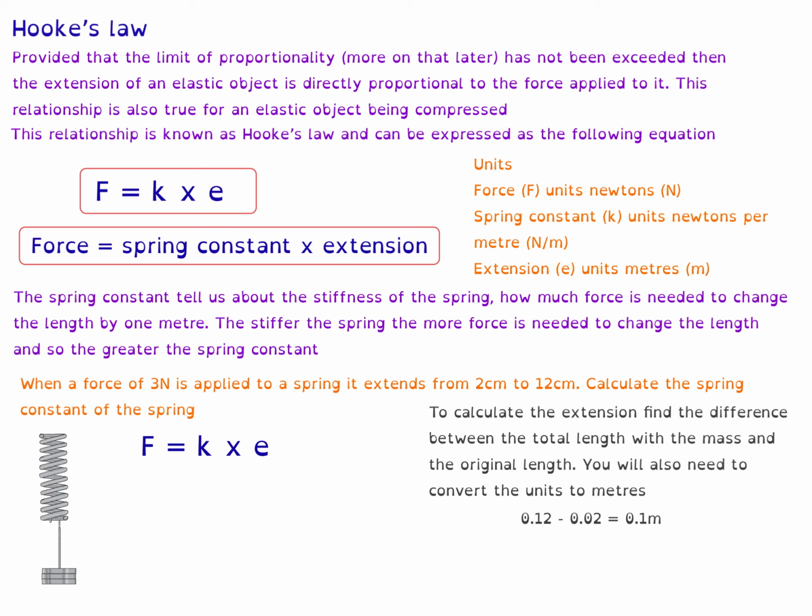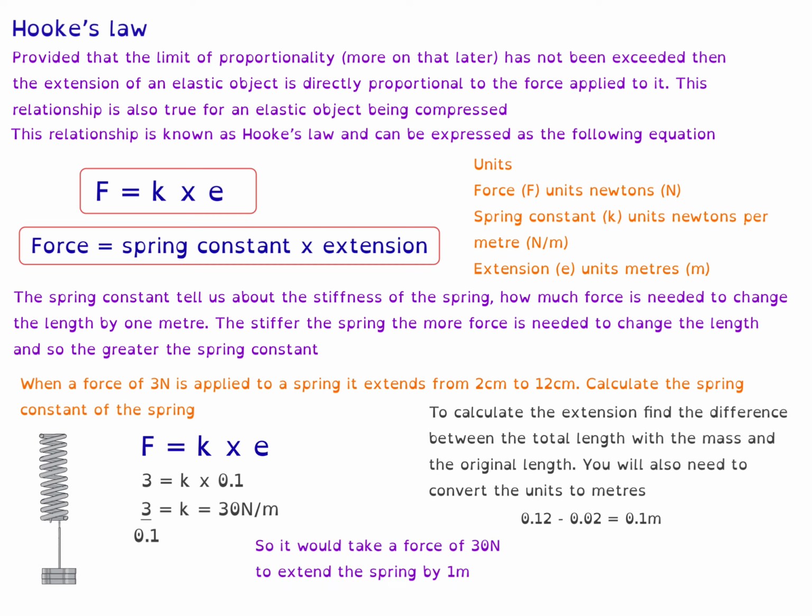And now we can substitute that into our equation. So we get 3 newtons equals k, which is our unknown, multiplied by 0.1. Then we rearrange this equation by dividing through by 0.1, and we get 3 divided by 0.1 equals k, which gives us a spring constant of 30 newtons per metre. So it would take a force of 30 newtons to extend the spring by 1 metre.